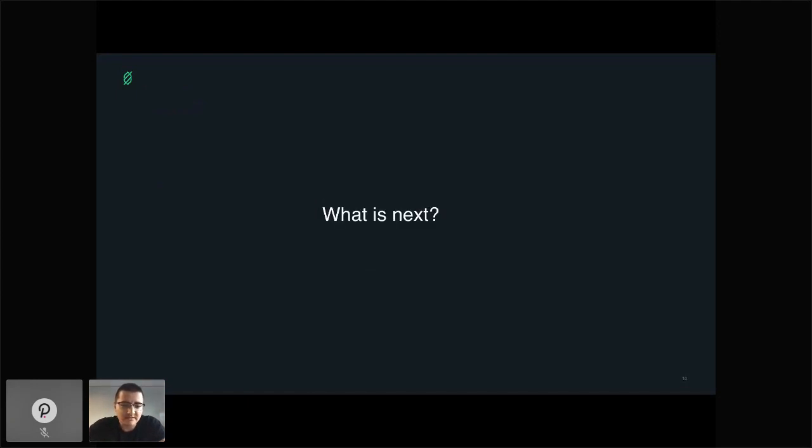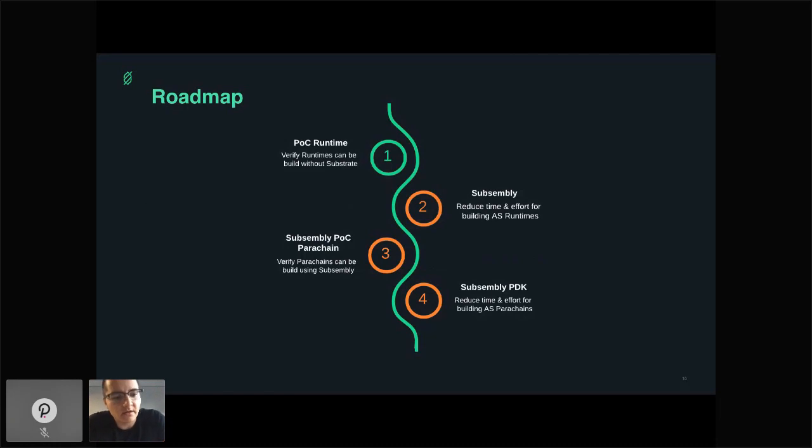So what's next for AssemblyScript and Polkadot and Substrate? Well, we have a rough roadmap here. As you can see, there are 4 milestones, and the first one is already completed, basically the proof of concept runtime. The next step in our roadmap is to reduce the time and effort for building those AssemblyScript runtimes. And this is when Subassembly comes into place.